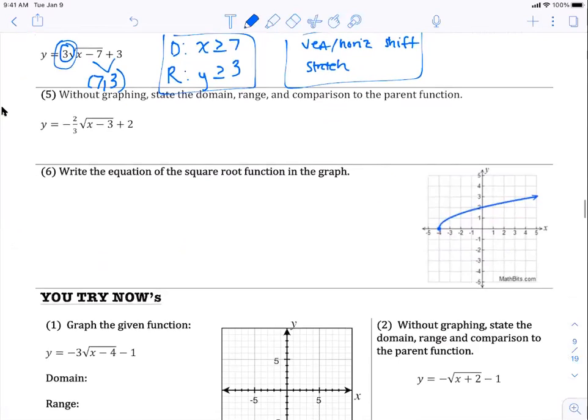So what I want you guys to do, I know we didn't do one like number 6 first, but I want you guys right now to try number 5 on your own and try number 6 on your own. Go ahead now.